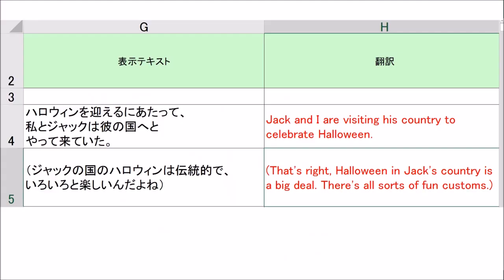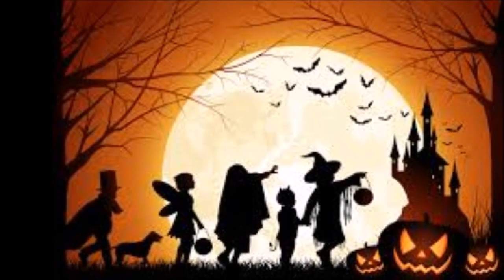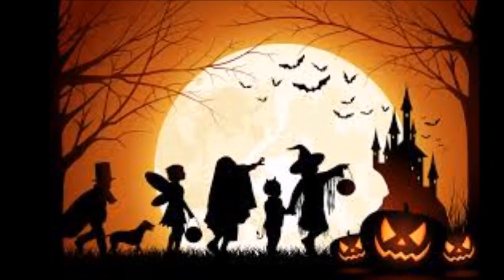I added it because of the iroiro part, which, as you'll recall, means variously. Variously fun doesn't make sense. It's really more along the lines of there's all sorts of fun things. Fun things sounds vague, so I tacked the traditional part onto the end of it and made it a sentence. There's all sorts of fun customs. Anyway, the point is, Halloween in Jack's country is a bigger deal than Halloween in the main character's country, which is Japan.